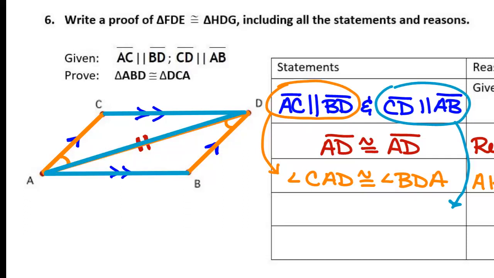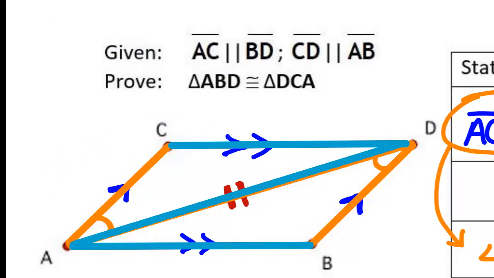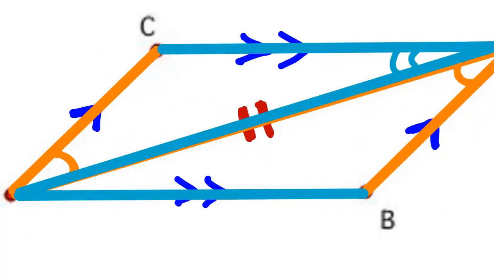And then my corresponding congruent angles are going to be my alternate interior angles. I can't go over here because that's connecting orange and blue together. It has to connect blue to blue. So this angle right here, that's blue to blue. And this angle down here connects blue to blue.